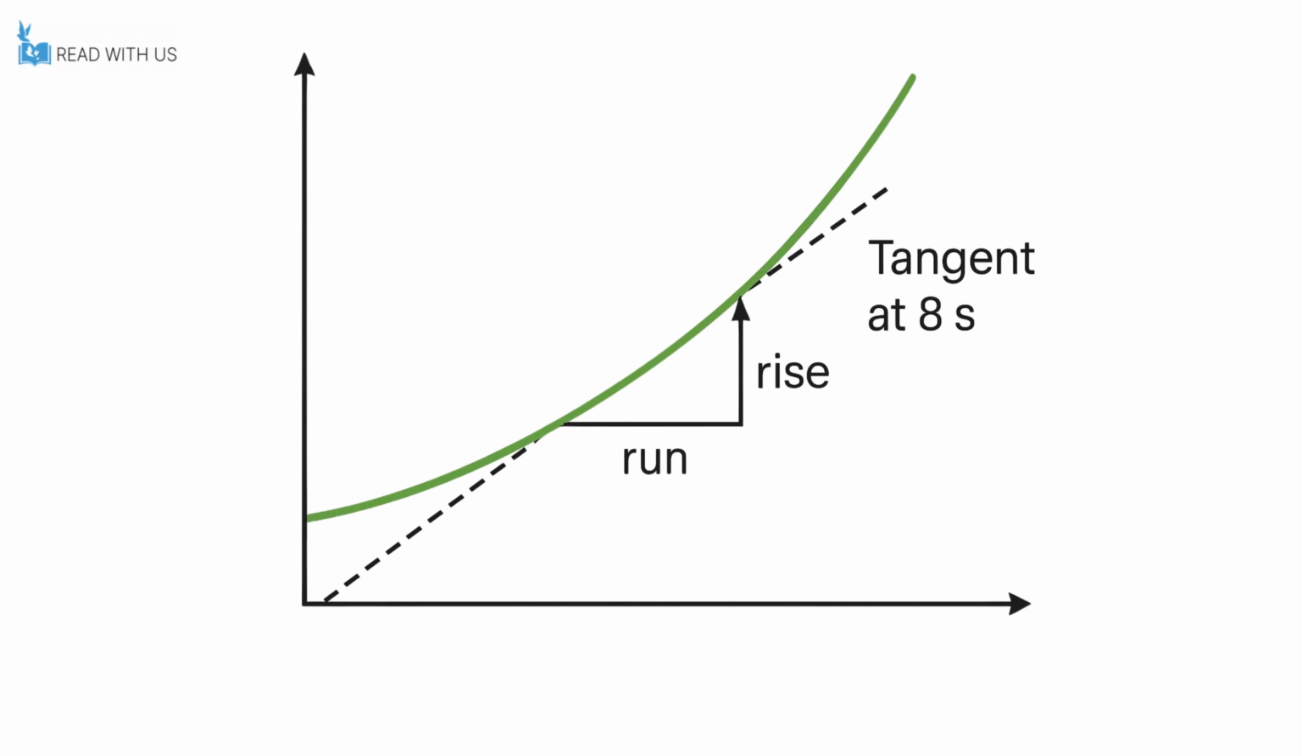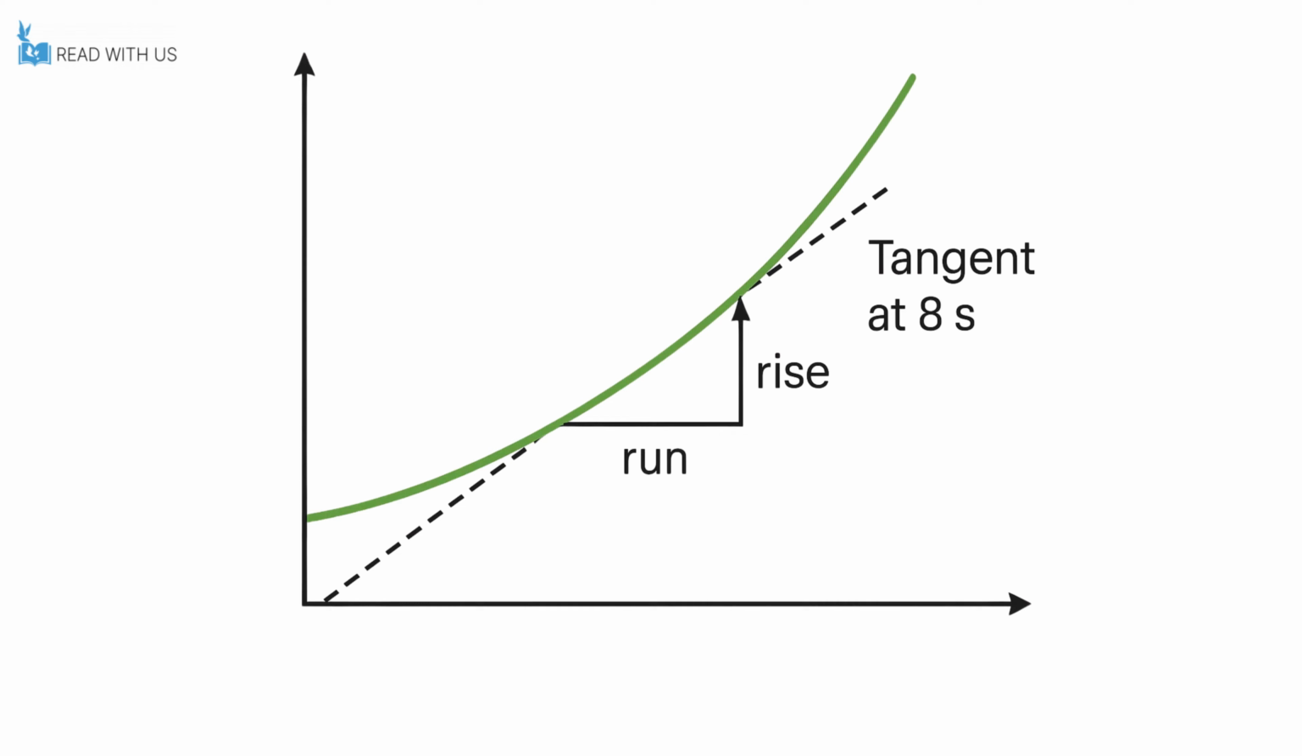Now, when the graph is curved, it means the speed is constantly changing. To find the speed at a specific point, like 8 seconds, we draw a tangent to the curve at that point. A tangent is a straight line that touches the curve at exactly one point and has the same gradient there.